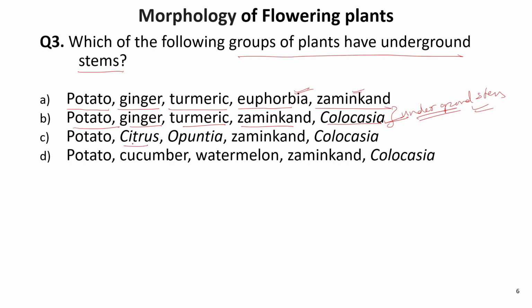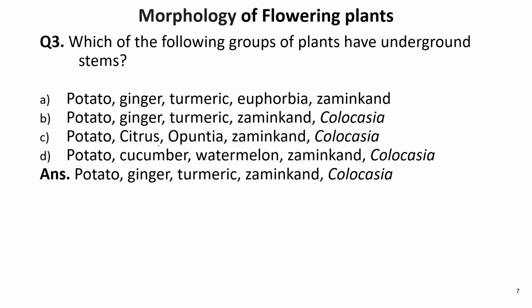Potato, citrus do not bear underground stem. Potato, cucumber, watermelon, these also do not bear underground stem. And here the euphorbia. So the correct one, all the plants which bear the underground stem, is option B: potato, ginger, turmeric, jamaican, and colocasia. So this is the correct answer.